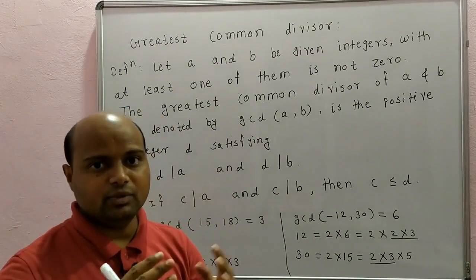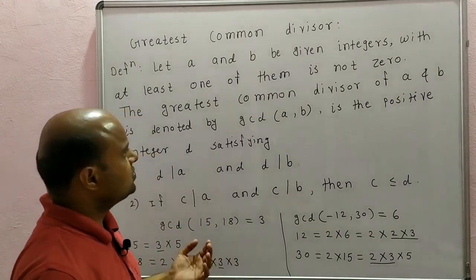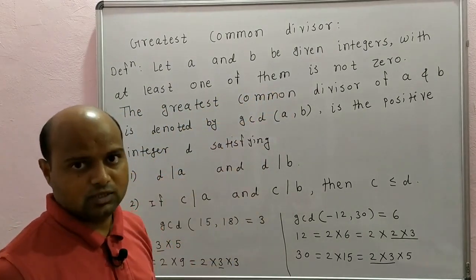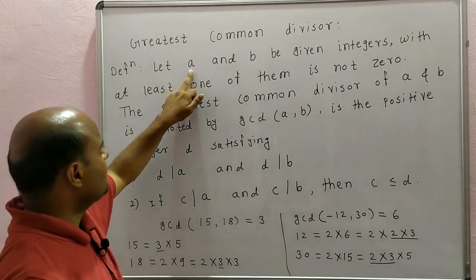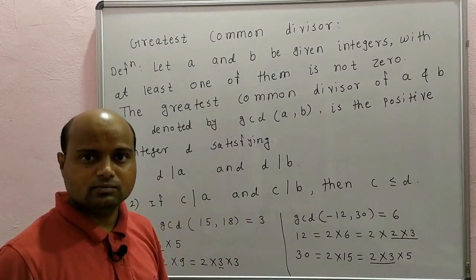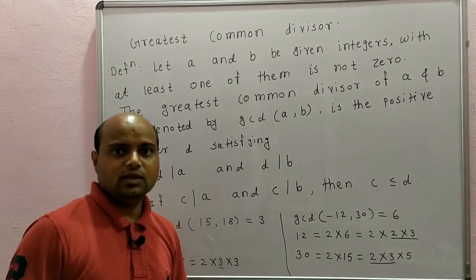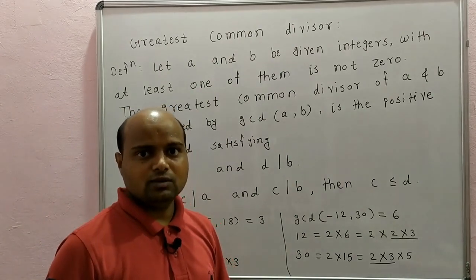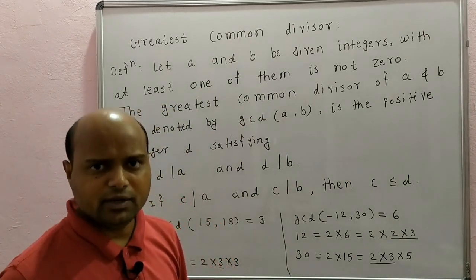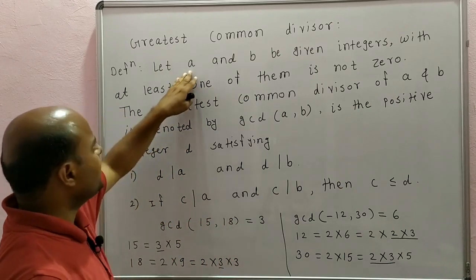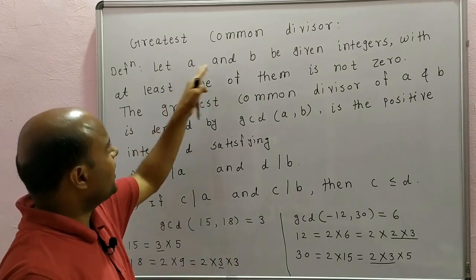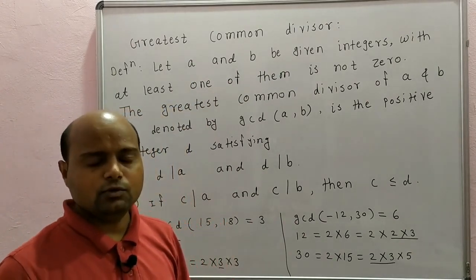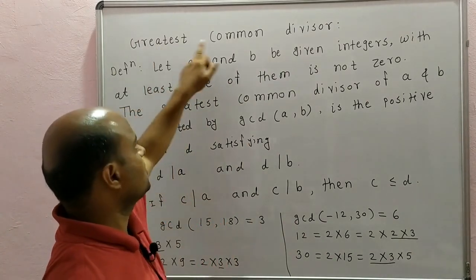If you have two integers A and B, at least one of them is not 0. Why have we taken at least one of them not 0? Suppose both are 0, A is 0 and B is 0, then what happens? We know every integer divides 0. 100 divides 0, 200 also divides 0. Any integer will divide A and B if both are 0, and we could not find the greatest common divisor.